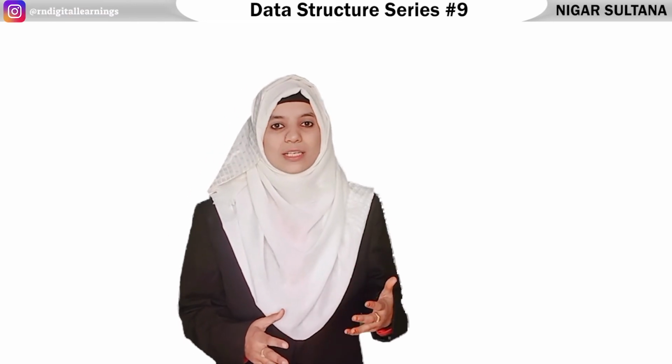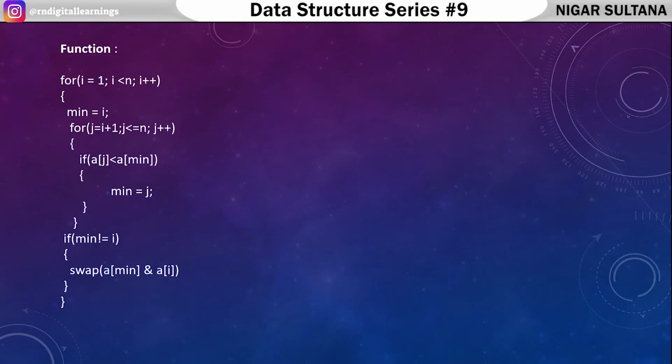Now let's understand with the help of a function. This is the function of selection sort. We have used 2 for loops. The first for loop is used for passes, pass 1, pass 2, pass 3. The other for loop, that is the J loop, is used for comparison of the smaller element with the next elements.